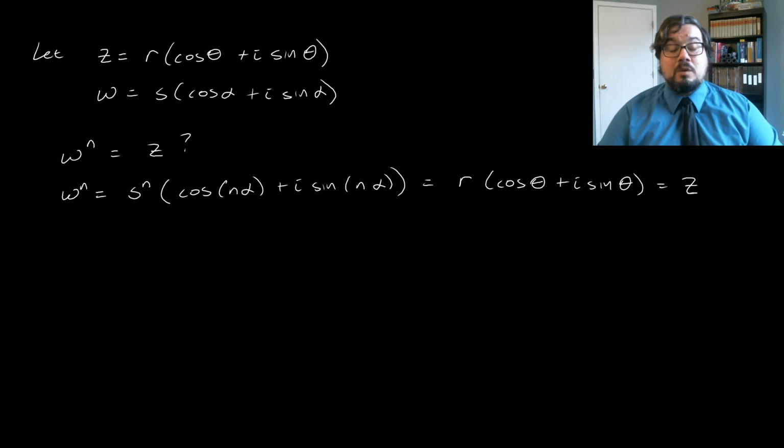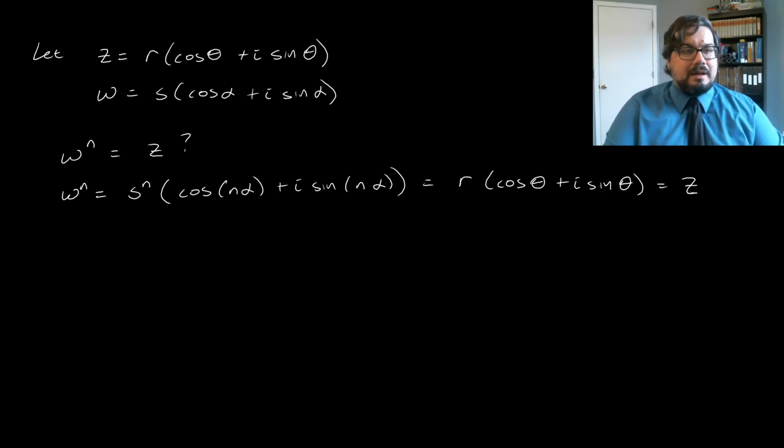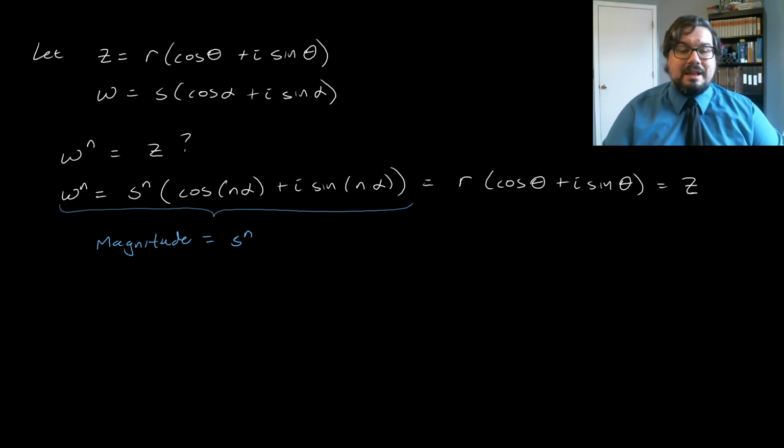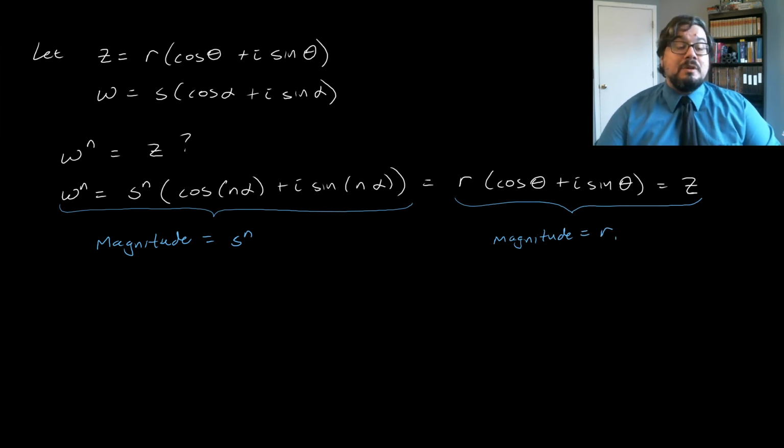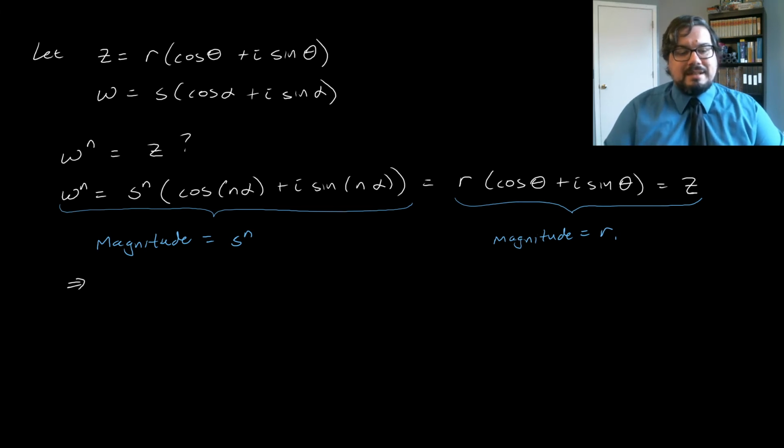So let's start with the magnitudes. Over here on the left side, the magnitude of w to the n is s to the n. The magnitude is always given by the coefficient that sits outside the cosine and sine terms. On the right here, the magnitude is r. If two complex numbers are the same, and we're wanting w to the n to equal z, then their magnitudes have to be the same. So that tells us that we must have that s to the n equals r.